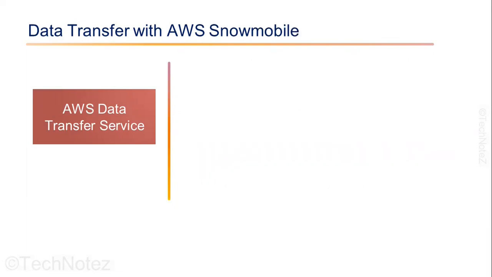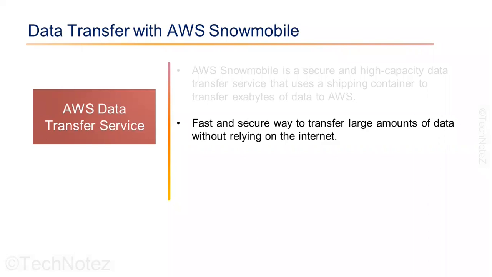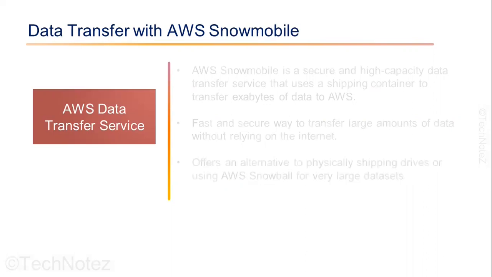Let's talk about the data transfer option with AWS Snowmobile. AWS Snowmobile is a secure and high-capacity data transfer service that uses a long shipping container to transfer exabytes of data to AWS. Snowmobile provides a fast and secure way to transfer large amounts of data without relying on the internet or expensive networking hardware. Snowmobile offers an alternative to physically shipping drives or using AWS Snowball for very large data sets. So based on parameters like the data volume that you need to transfer, cost, and the time you have to transfer the data, you can select the data transfer option that best fits your business needs.